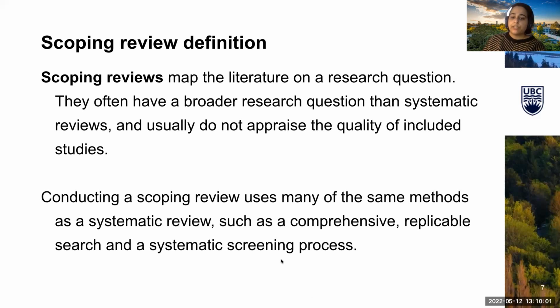So again, a systematic review generally has a focused research question. With a scoping review, you don't necessarily have a specific research question. You're just mapping the literature. You're just seeing what type of research is out there on a given topic.